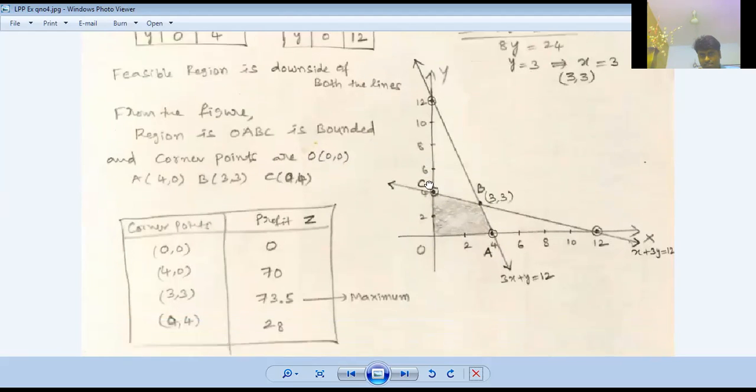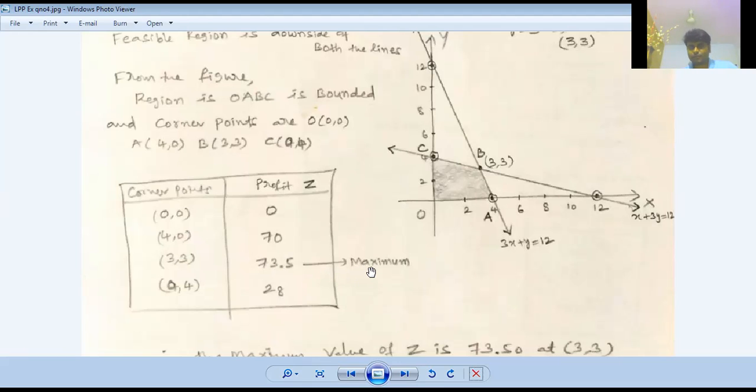So now let us make a table of the corner points and profit. So 4 comma 0 substituted in the cost function gives 70. 3 comma 3 substituted in the cost function gives 73.5. 0 comma 4 if we substitute, 28 will be there. That means at which point are we getting maximum profit? At 3 comma 3, that means 73.5 rupees is the profit.